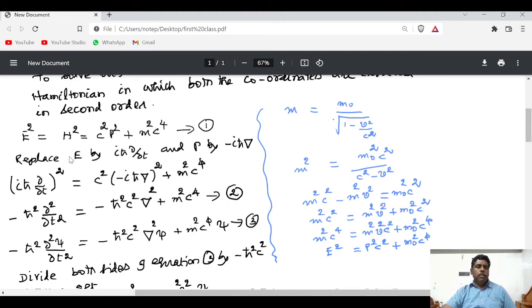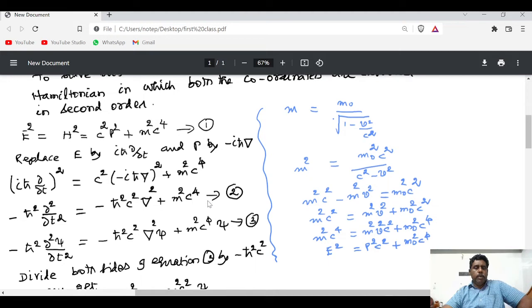In the above equation, replace E by the operator i h cross dou by dou t and p by the momentum operator minus i h cross del. The equation 1 is modified in this form. We know that i square is equal to minus 1. So this is modified in this form, minus h cross square dou square by dou t square is equal to minus h cross square c square del square plus m square c power 4.